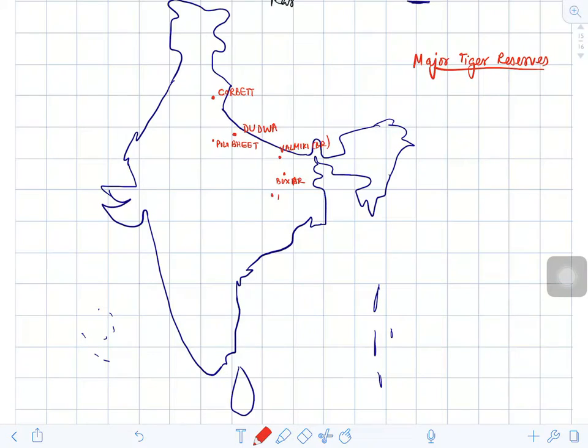We have Palamau in Jharkhand. We have Simlipal in Odisha. Okay, we have then Buxa in West Bengal. Okay, Buxa. We have Manas in Assam. We have Kaziranga in Assam.